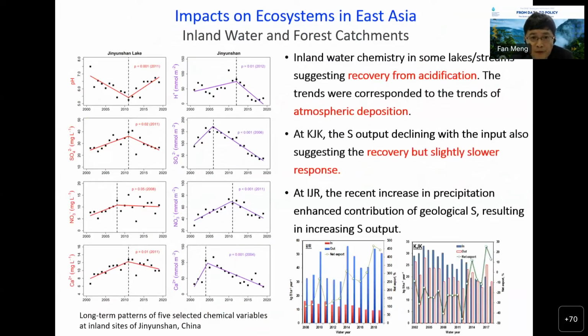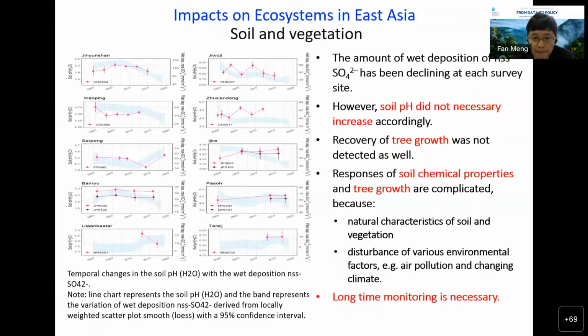The next two slides show the impact of acid deposition on ecosystems. The first slide is inland water, and forest catchment is also water. You can see it's a very clear picture. On the left side, you can see the pH value in the inland water: a decrease means more acid, and an increase means less acid. We can also see that the ions, cations like sulfate, nitrate, and calcium, increased before 2010, and after that all these concentrations decreased, which is a response to the trend of acid atmospheric deposition.